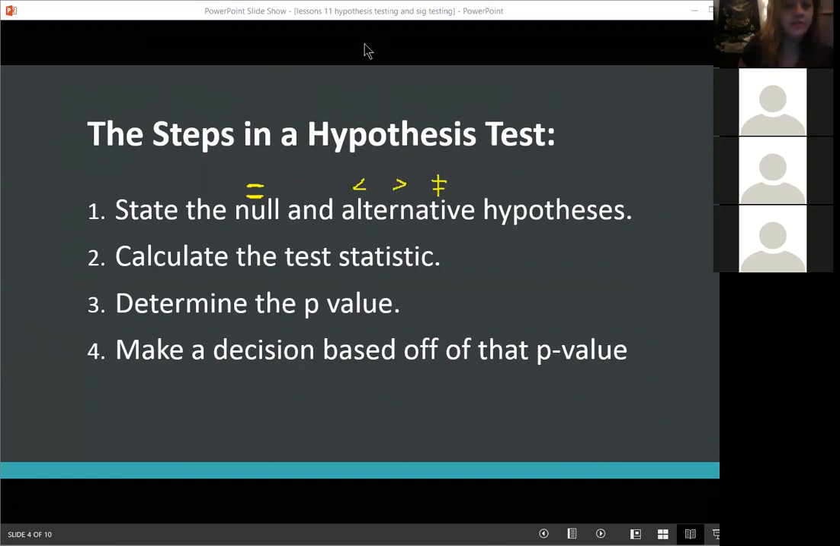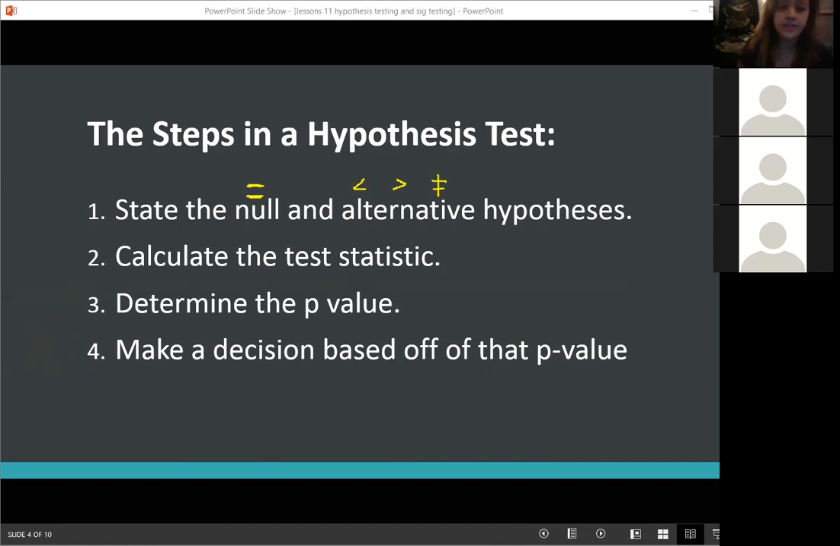And then our second step here is to calculate our test statistic. That's the summary of the data that measures the difference between what we see and what we expect. So we have what our population is, what we're trying to figure out, and then our test statistic is saying, from all the data that we got, this is what we found. Then we're trying to find information based upon that test statistic, which is why we do step 3, determine the p-value, and then based upon that p-value, we make a decision.